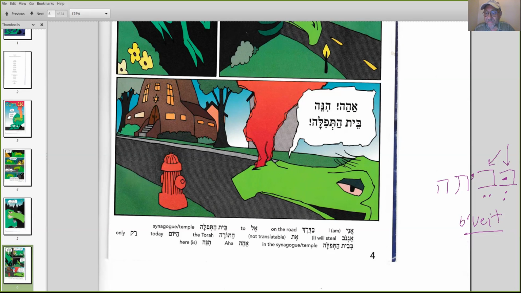But we'll write it out here anyway. Hey, patach, tav, okay, fe, hirik, lamed, put a dagesh in there, kametz, hey, beveit ha tefillah. Beveit ha tefillah. That's what that says. Let's write it one more time.